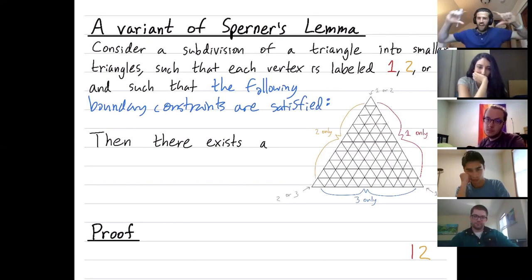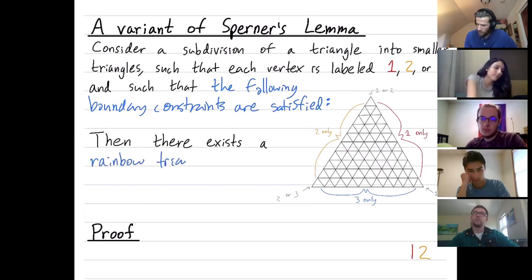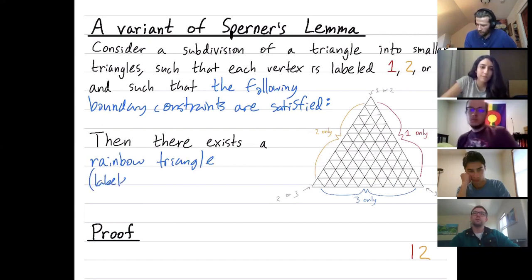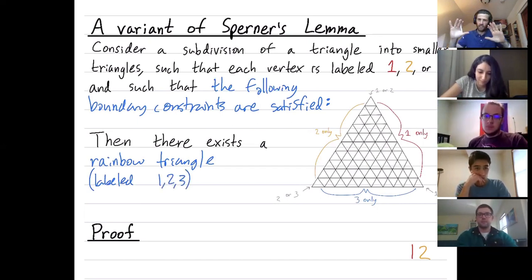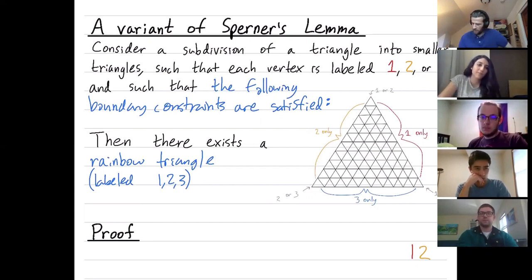Along the interiors of the edges, we have only room 1, only room 2, and only room 3. And then on the vertices, you can choose between the two adjacent ones. And then the lemma states, there exists a rainbow triangle. What does it mean for a triangle to be rainbow? It means it's labeled 1, 2, and 3. So if you have the following boundary constraints, then there's a rainbow colored triangle somewhere inside. Does the statement make sense?